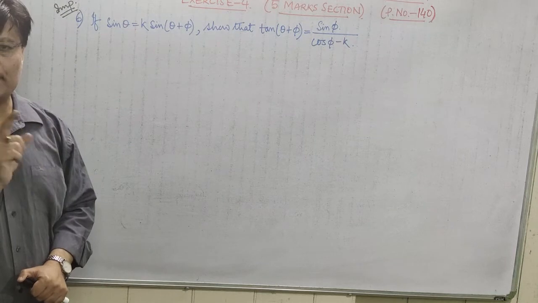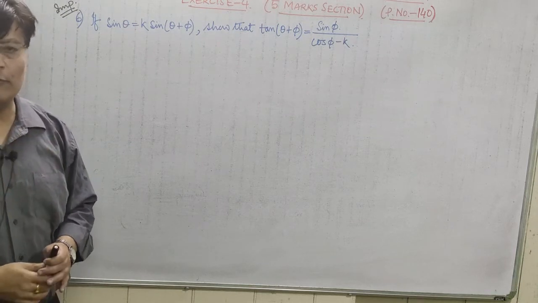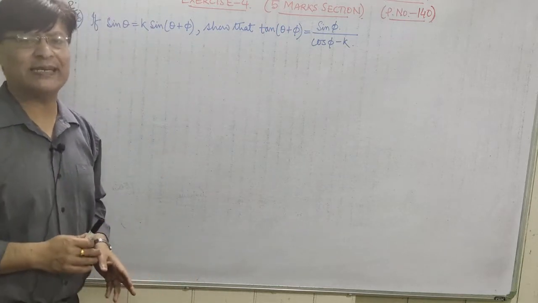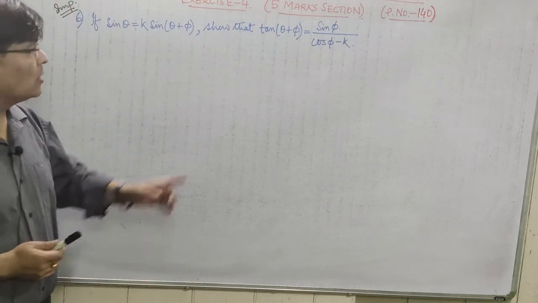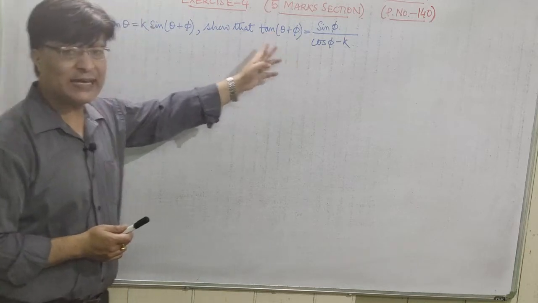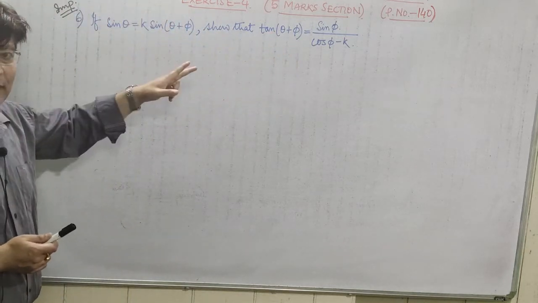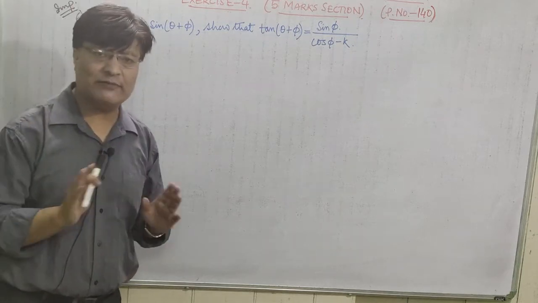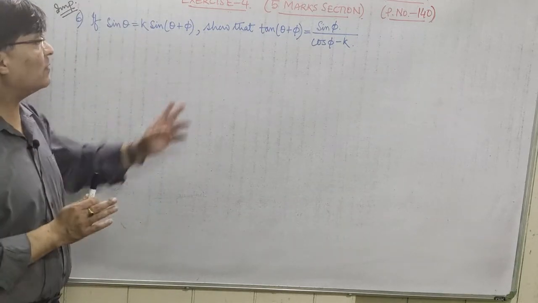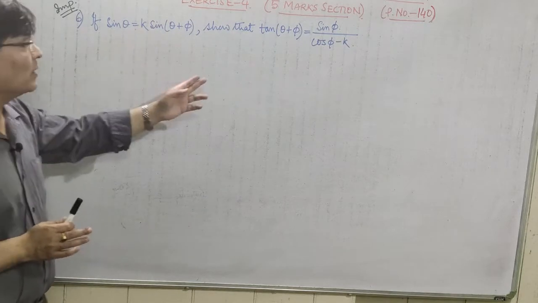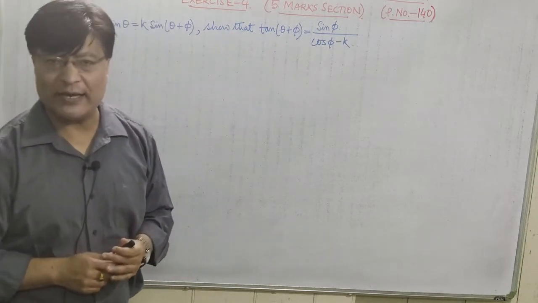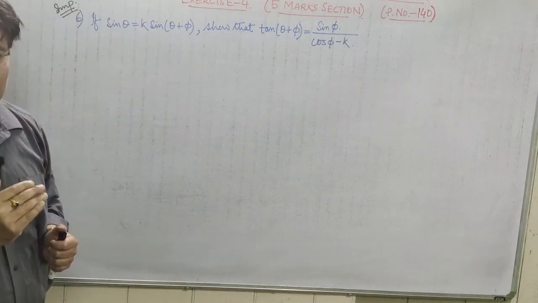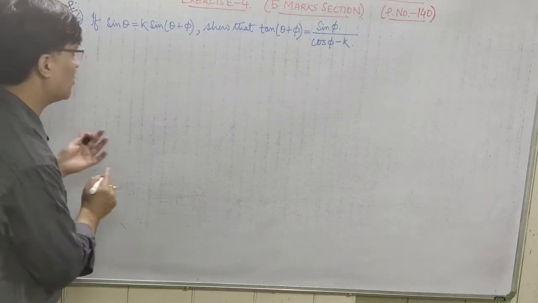You know tan(θ + φ) is of the tan(A + B) form. What is the formula? Tan θ + tan φ divided by 1 − tan θ tan φ. So you have to get the value for tan θ from the given. The value for tan θ is not given directly out here. And for tan φ, you have to write sin φ divided by cos φ. Is that understood? Now let us prove it.